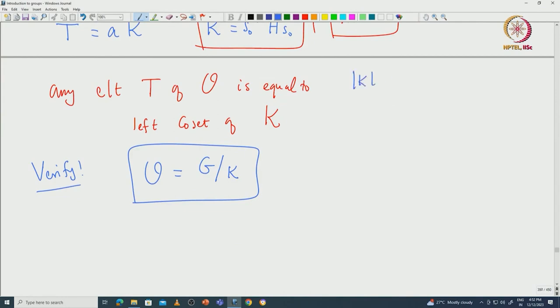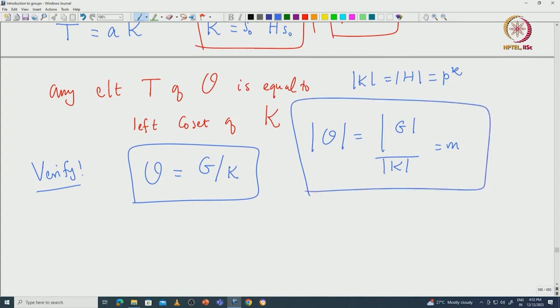Note that the cardinality of K is the same as the cardinality of H, which is exactly p^k. So in particular the cardinality of the orbit is going to be the cardinality of G divided by the cardinality of K, which is going to be m. So the orbit that we have chosen in such a way that p does not divide its cardinality forces the cardinality of the orbit to be equal to m. So this is all inbuilt in the construction. It is not some random orbit. It is an orbit having exactly m elements, and this orbit also comes from the left cosets of some Sylow p-subgroup. Of course, now we have chosen some different Sylow p-subgroup which is a conjugate of H. That is the observation that we are making.